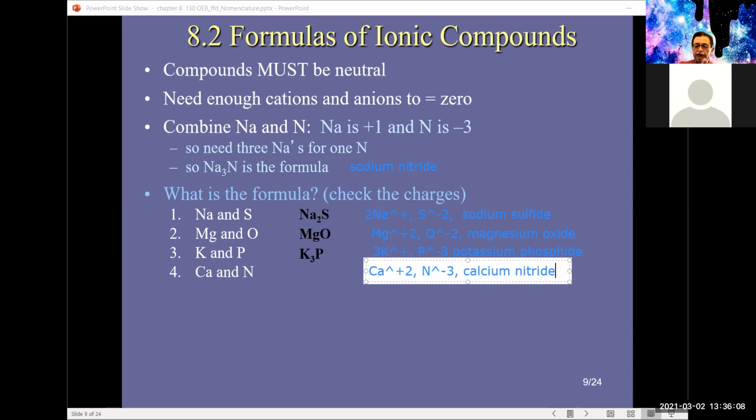Because we can't put them together 1 to 1. If I put them 1 to 1, I'm going to have an excess of a -1, right? Because the +2 is only going to cancel -2 of the nitride. That leaves me with a -1. So that won't work. I want to put them together with enough of each so they cancel each other out.